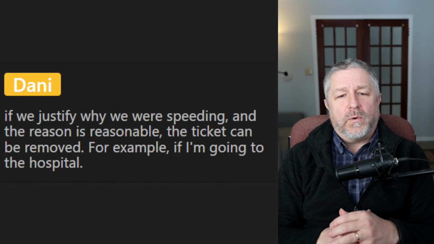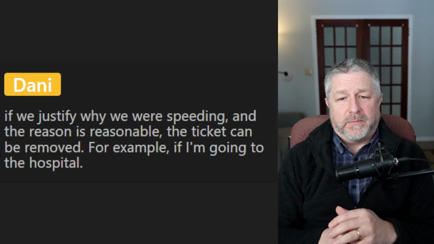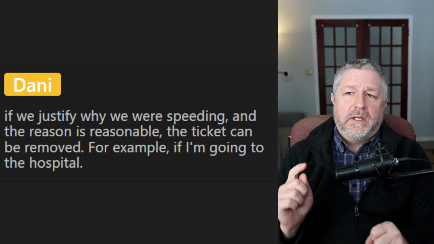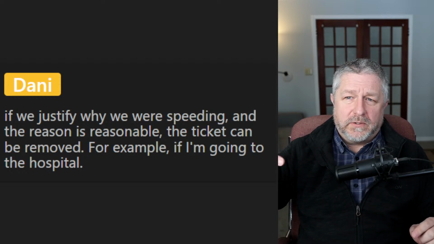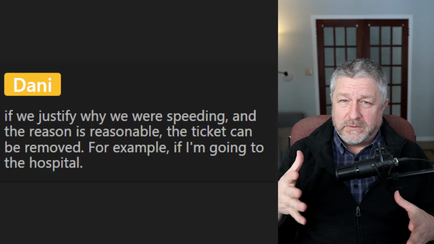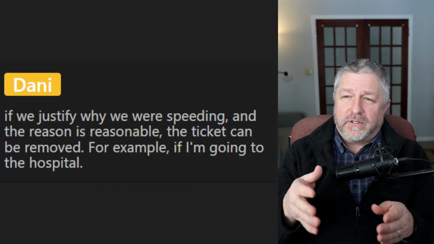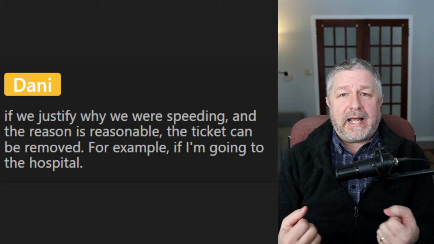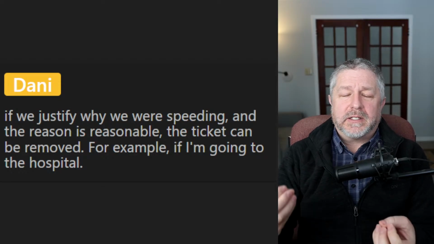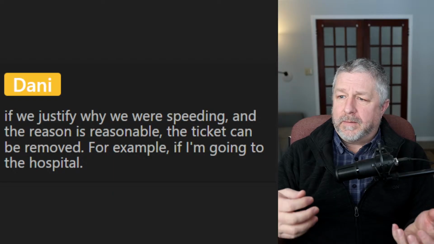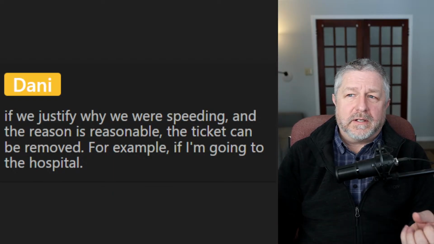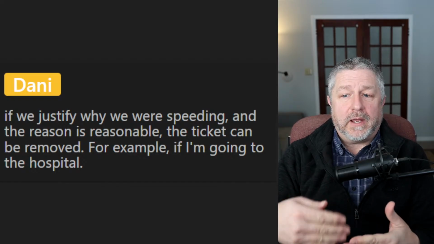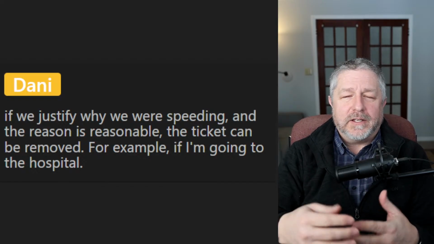Danny, if we justify why we were speeding and the reason is reasonable, the ticket can be removed. For example, if I'm going to the hospital. So this is something you would need to talk to the police officer about as the police officer is talking to you. So if I was speeding because I had to go to the hospital, I would probably say to the police officer, this person with me broke their arm. I'm going to the hospital. And they might say, okay, we'll help you get there. And then you wouldn't get a ticket.